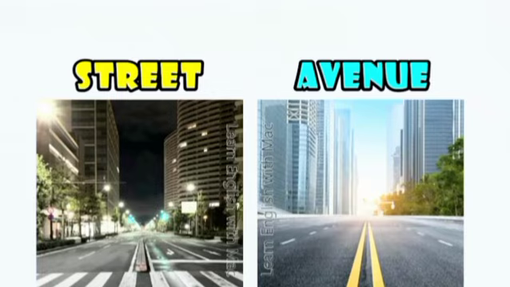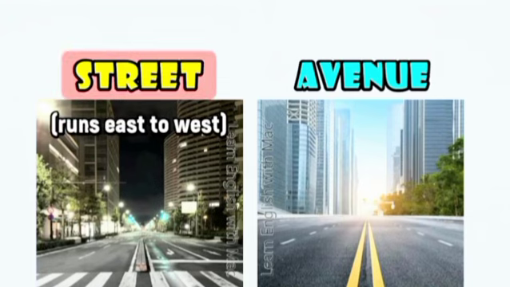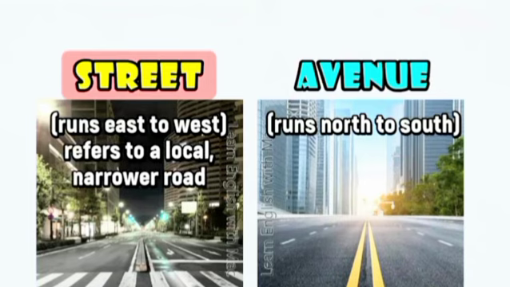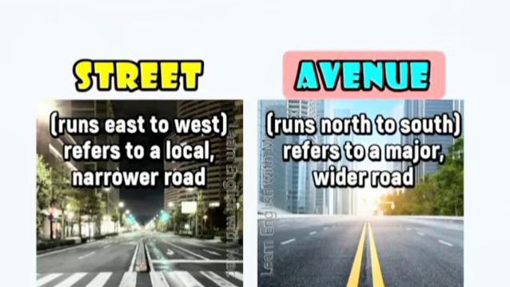This is a street. This is an avenue. What's the difference? Historically, especially in American cities, streets run east to west, while avenues run north to south. In everyday use, however, a street often refers to a local, narrower road, while an avenue usually refers to a major and wider road.